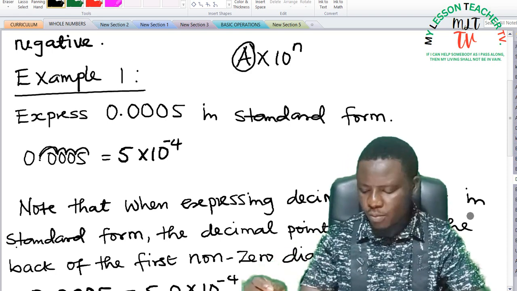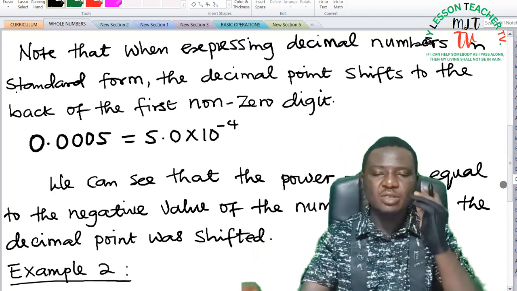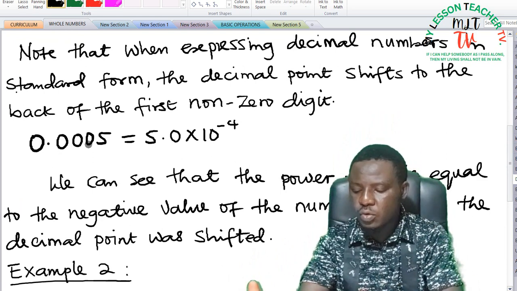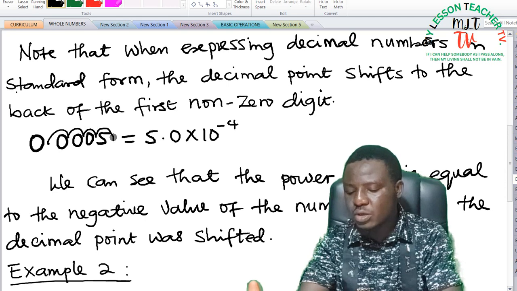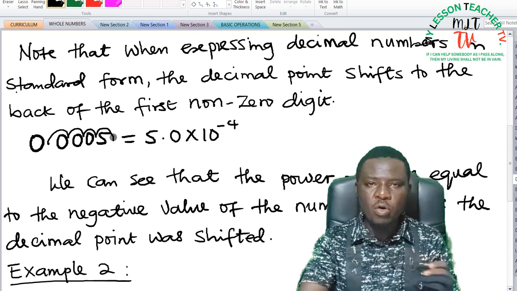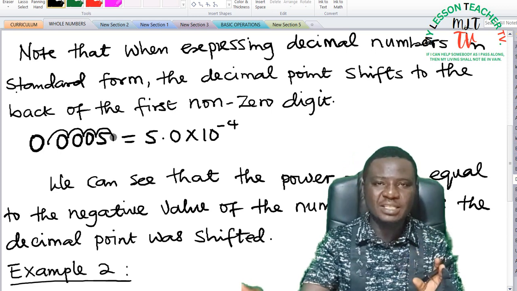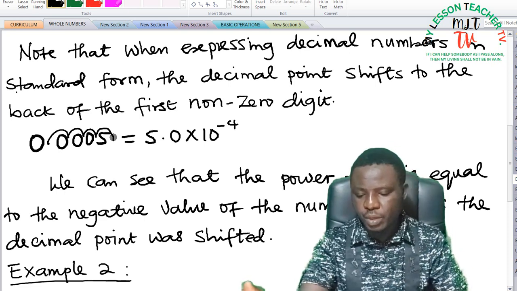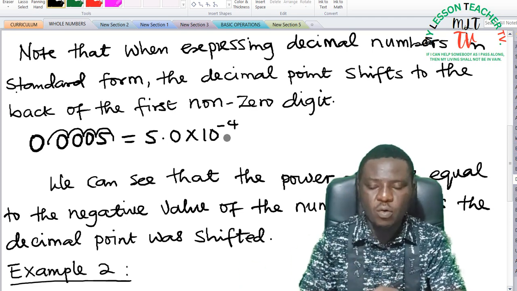Note that when expressing decimal numbers in standard form, the decimal point shifts to the back of the first non-zero digit, as in this case, 0.0005. I had to move it 4 times until it gets to the back of the first significant figure. All numbers are significant except 0. 0 can only be said to be significant if it falls after a significant figure. So this gives us 5.0 times 10 raised to the power of minus 4.